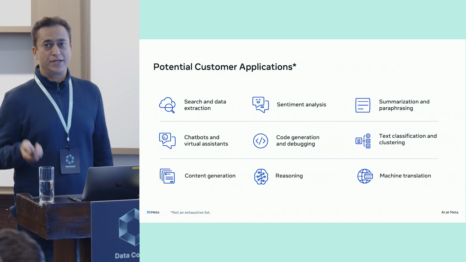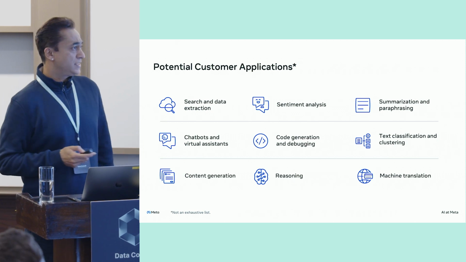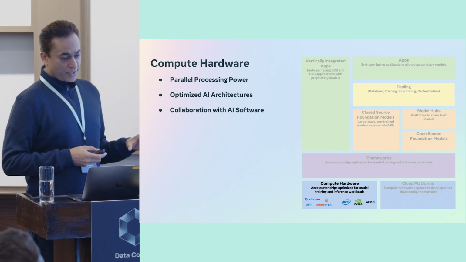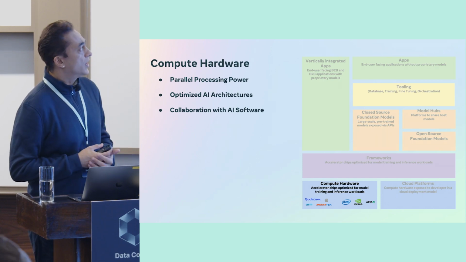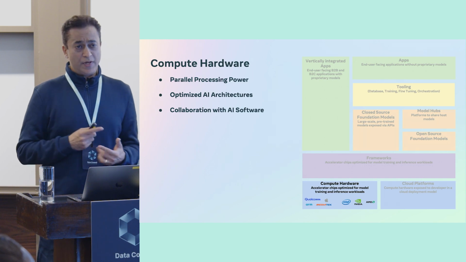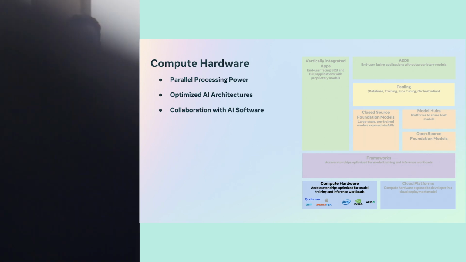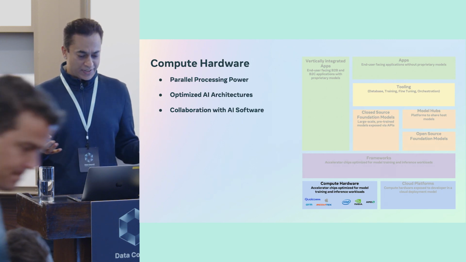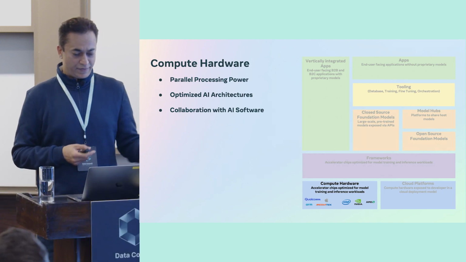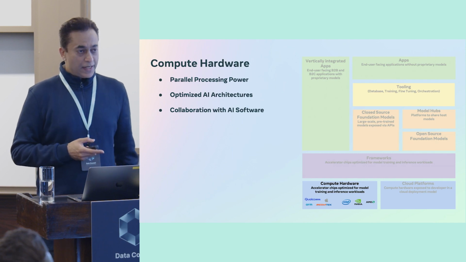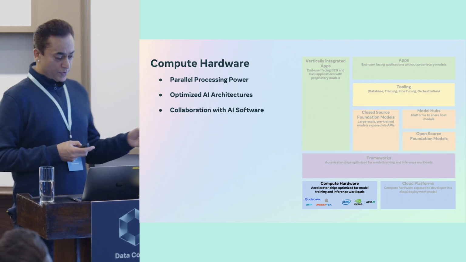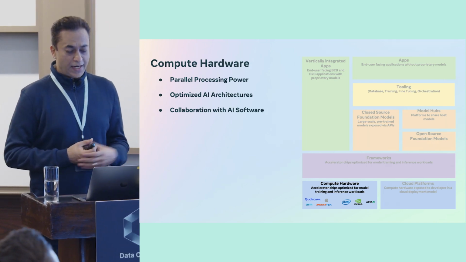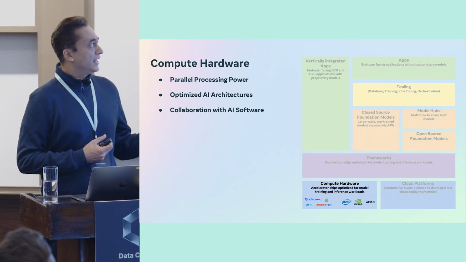But before we start into what all of this means, let's look at the generative AI stack, right? It starts with the bottommost layer, which is the compute hardware. GPU manufacturers like NVIDIA, AMD, and Intel design these chips for parallel processing, and this is crucial for intensive calculations in AI tasks. Optimized AI architectures are built using this fundamental hardware technology, enhancing the efficiency and performance in handling AI models.